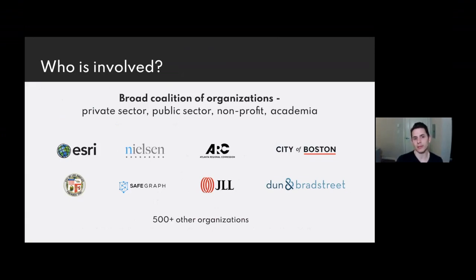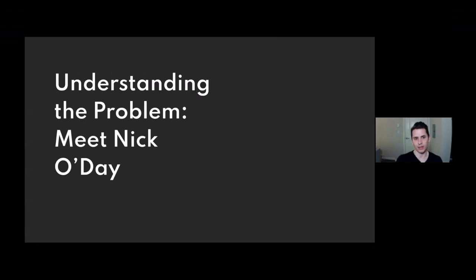As mentioned previously, Placekey is a broad coalition of organizations committed to data transparency, and it spans private sector, public sector, nonprofit, and academia, and we're really happy to have the support of such great organizations.